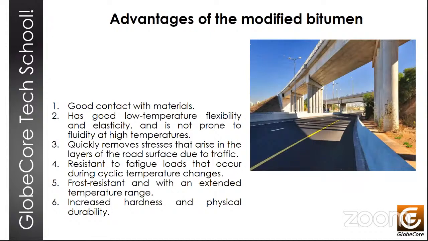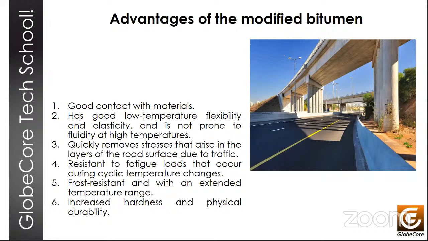And here we go with the advantages of modified bitumen. First off, it has pretty good contact with mineral materials. It has good low temperature flexibility and elasticity, and it doesn't tend to melt and flow as much at high temperatures at the same time. It quickly relieves the tensions and stresses that appear in the road surface layers due to traffic loads. It's quite resistant to fatigue loads that occur with cyclic temperature changes.